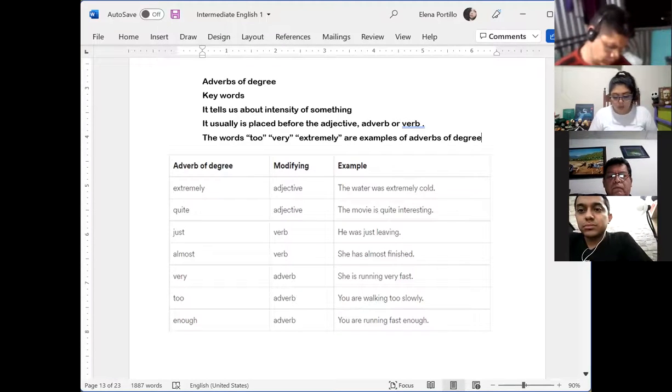And the last one, enough, that is modifying an adverb. You are running fast enough. You are running fast enough.